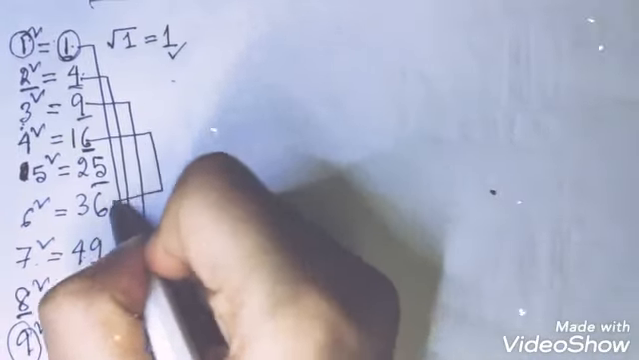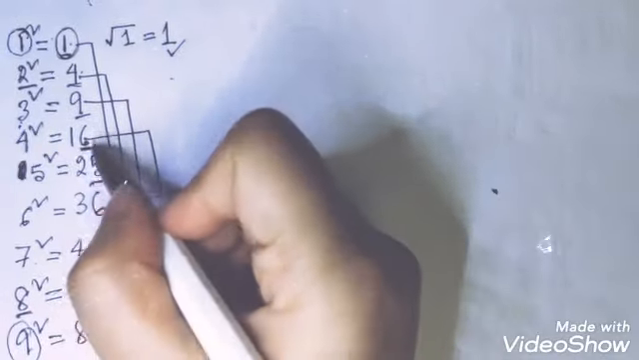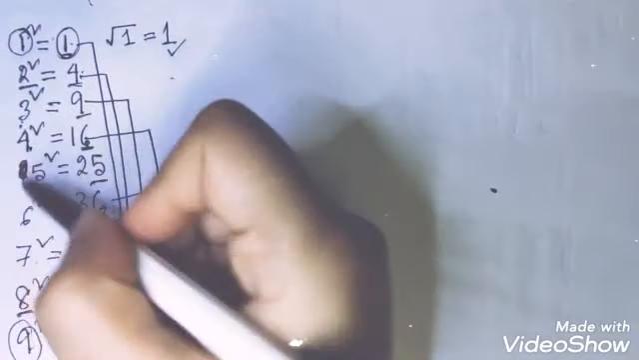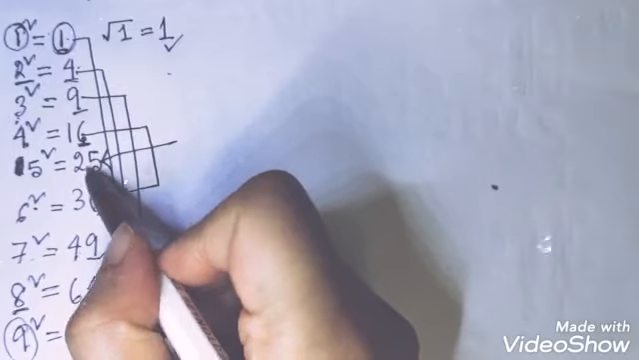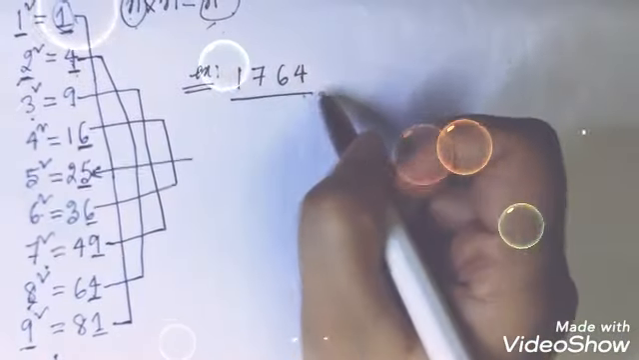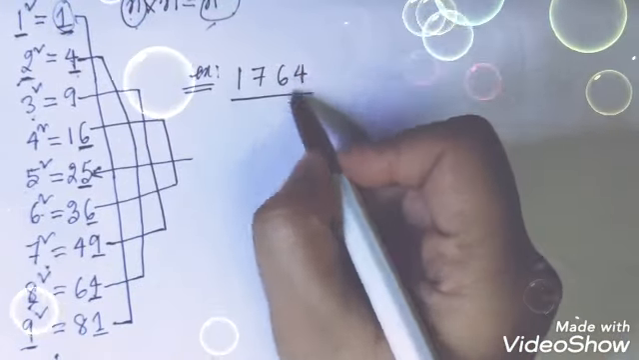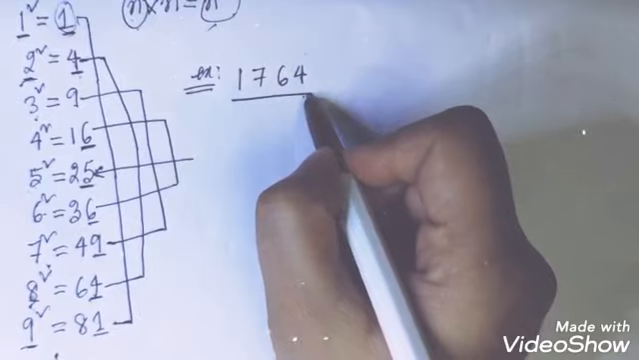and so on. For 6 also you can see the unit digit is 6 and the square root is 4. If the unit digit is 5, then the unit digit of the square root can only be 5. I am taking a perfect square which ends in 4, that is, the unit digit of the number is 4.